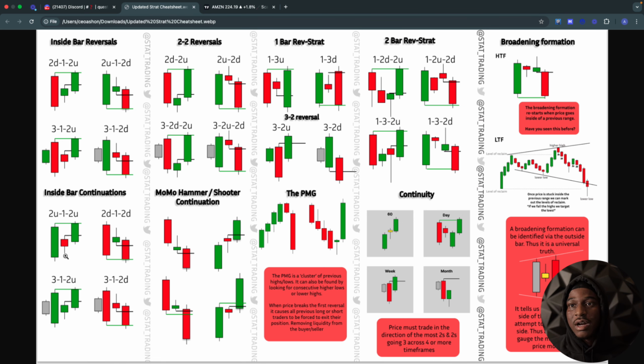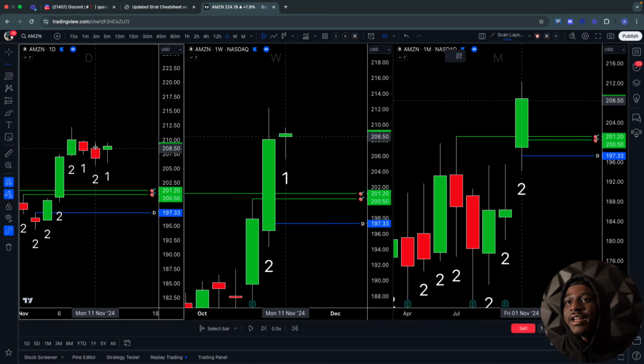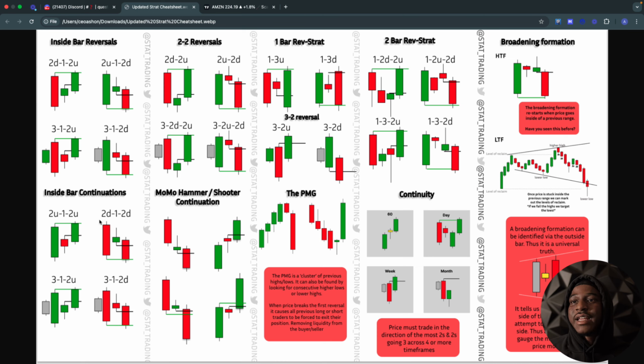If we're going 2 up, inside candle, 2 up, right? No, actually, that's a 2 down right there. Yeah, that's a 2 down. So I'll look at that real quick, just to make sure you guys are good. This is a 2 down, inside candle, right?